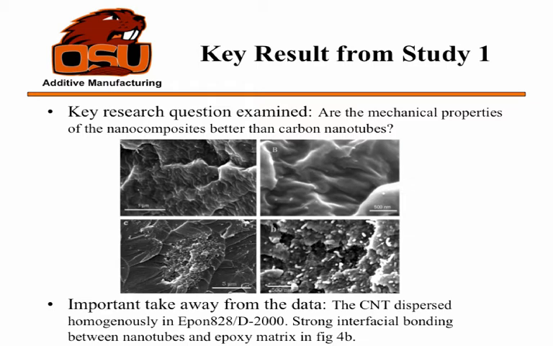This figure just shows that it gives you a homogeneous distribution, and that when they do tensile stress, it breaks and doesn't actually stretch, and you don't have to pull it out. So that gives you some strong interfacial bonding in both the rubbery as well as the glassy states.